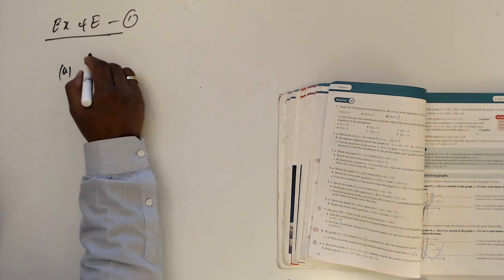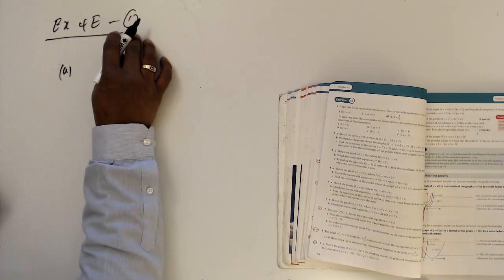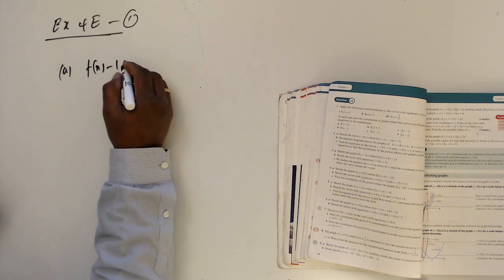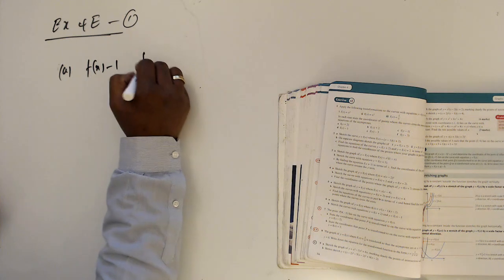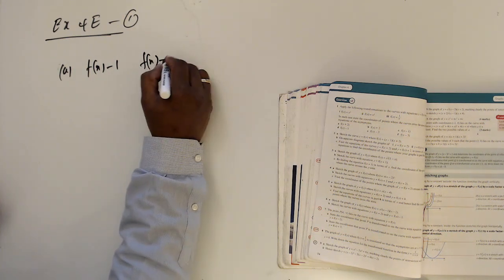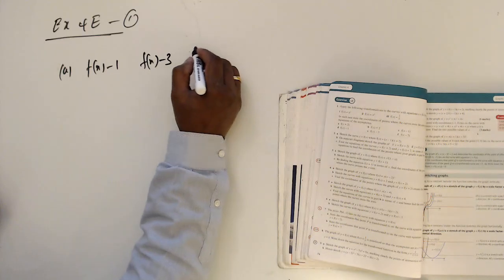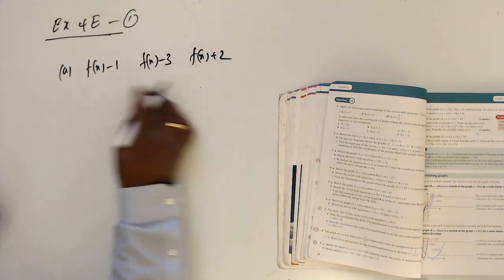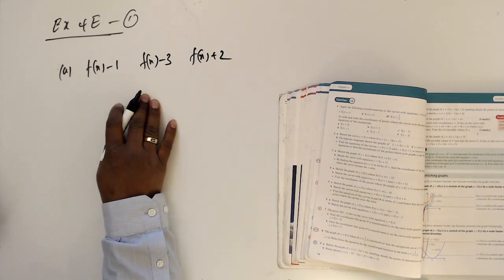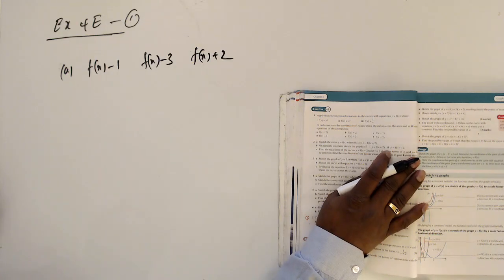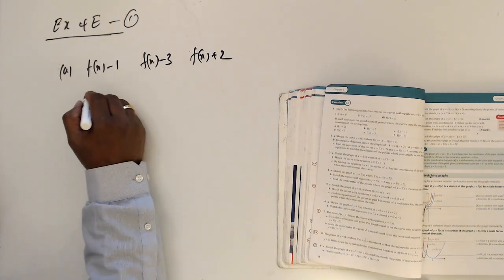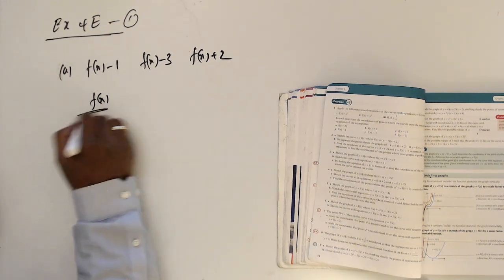This is for question number 1 still. f(x) minus 1, f(x) minus 3, and f(x) plus 2. Those are the transformations required for the curve f(x).